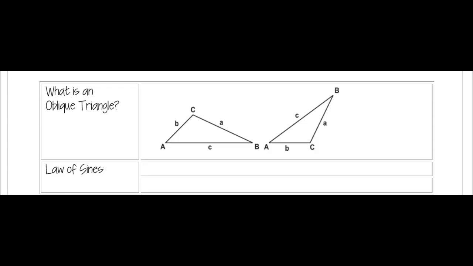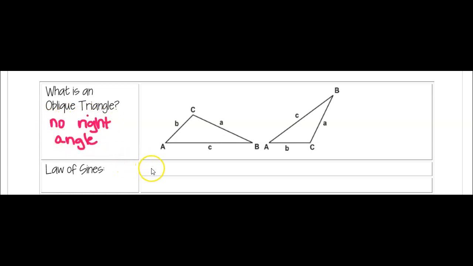So today we are going to talk about the law of sines and how it applies to oblique triangles. You can see an oblique triangle does not have a right angle. So they are all the triangles that are not right triangles.